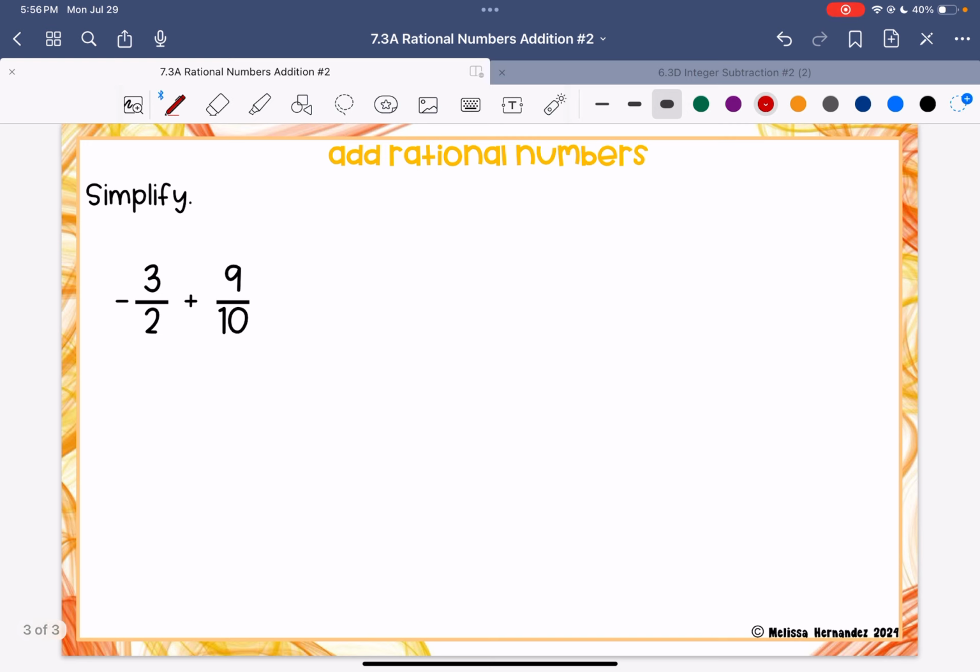It says -3/2 plus 9/10. Okay, so we first have to get a common denominator regardless of what the sign is going to be.